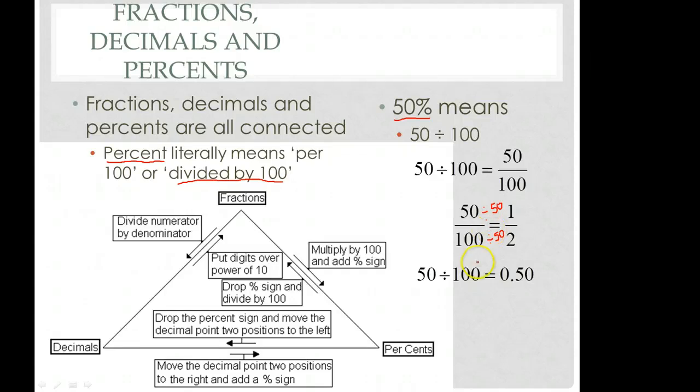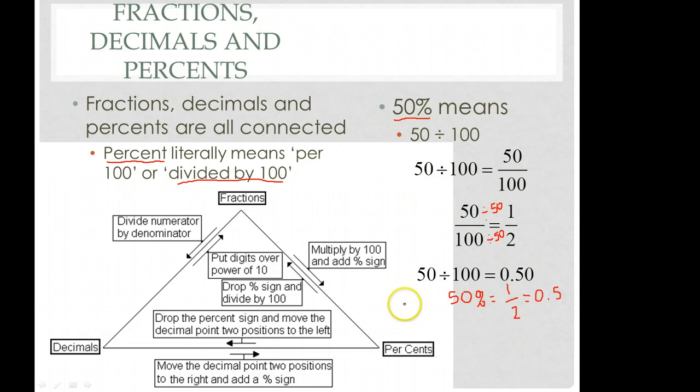50% is also, again, 50 divided by 100, so I could write that as a decimal. 50 divided by 100 is the same as 0.5. So 50% is equal to 1/2 is equal to 0.5.